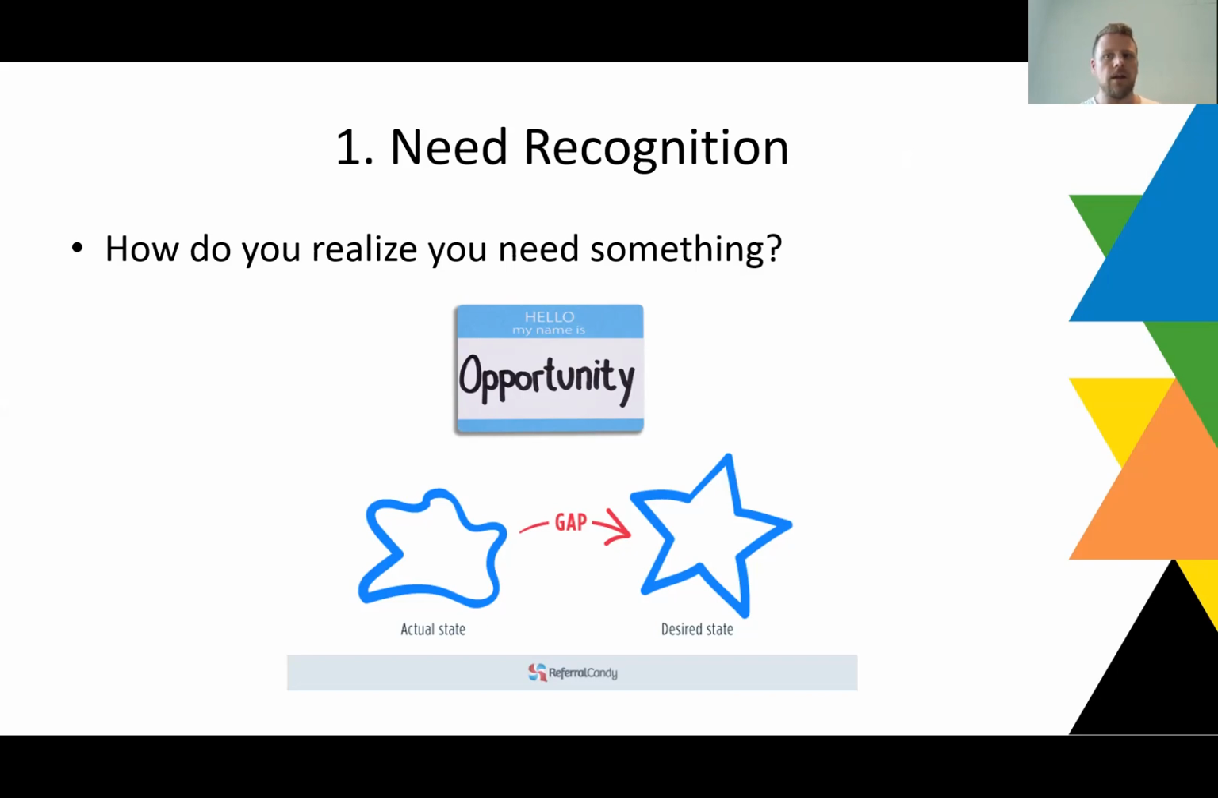I think here the analogy of the grass being greener on the other side comes in a lot. There's always something we would like to have. There's always something else we were interested in, and so on and so forth. So there is always a desired state for almost everybody.